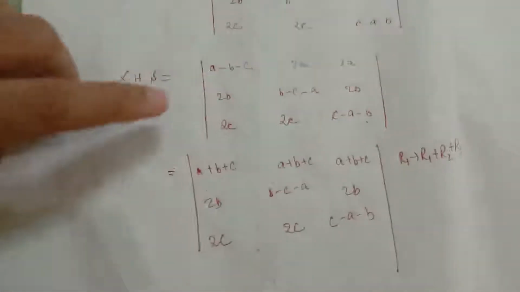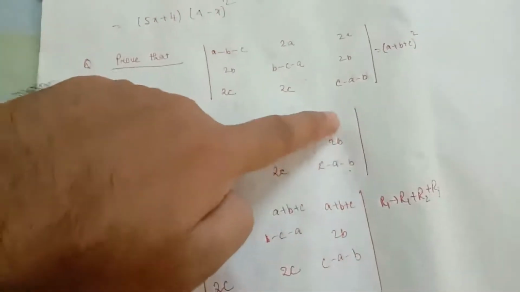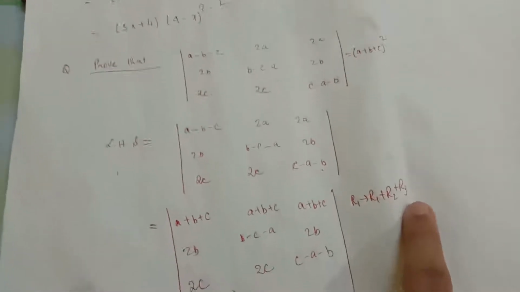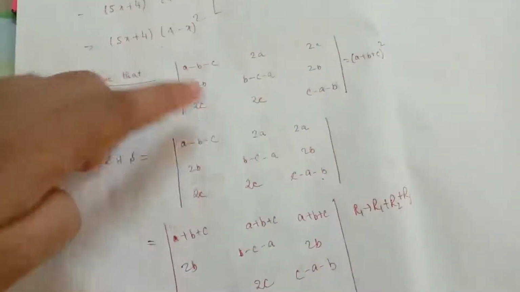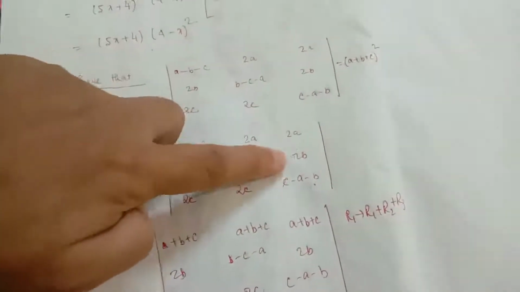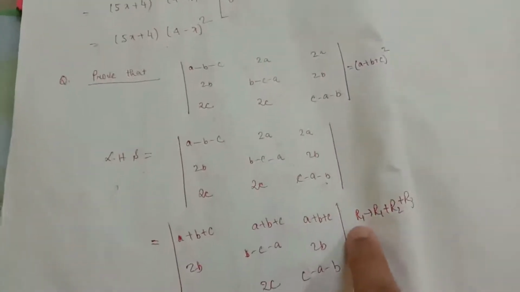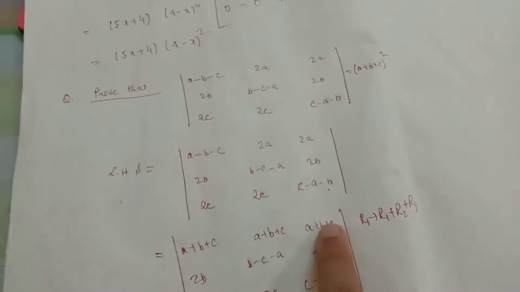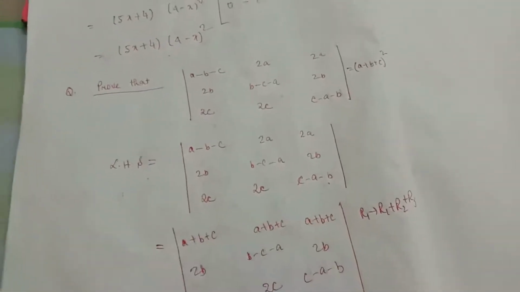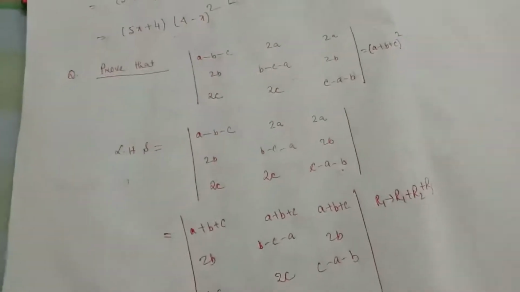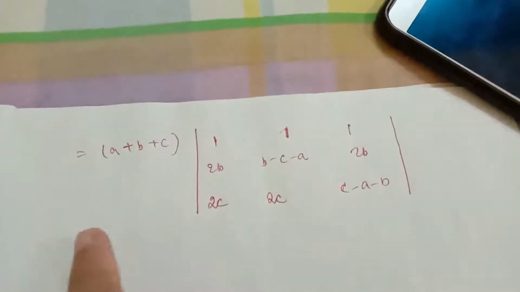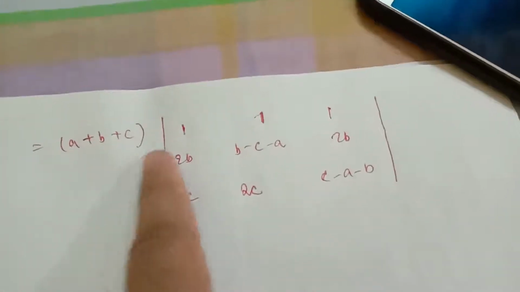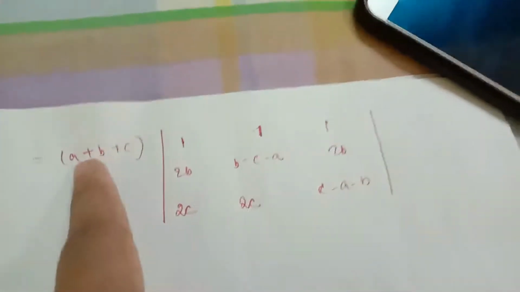Now as the sum of these three and these three is the same, we have replaced R1 by R1 plus R2 plus R3 and written the result in R1. In the next step, we have to take a+b+c common. Taking a+b+c common, our new determinant will be a+b+c into this determinant.